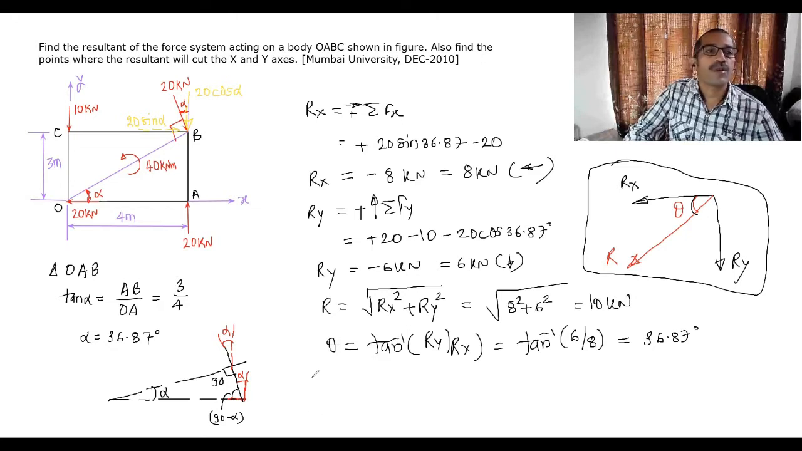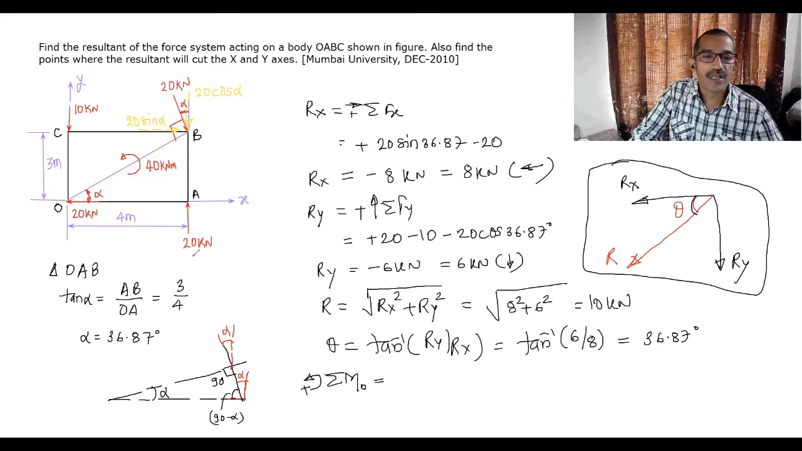Now we have to find out where this resultant will cut the x and y axes. For that purpose, we will apply Varignon's theorem. First, we will find the moment of all forces about this point O, taking anti-clockwise moment as positive. Now, moment of all forces: if the line of action of a force passes through the moment center, the moment of force becomes 0. Means here at O, the moment of the horizontal 20 kilonewton and the vertical 10 kilonewton becomes 0, right?